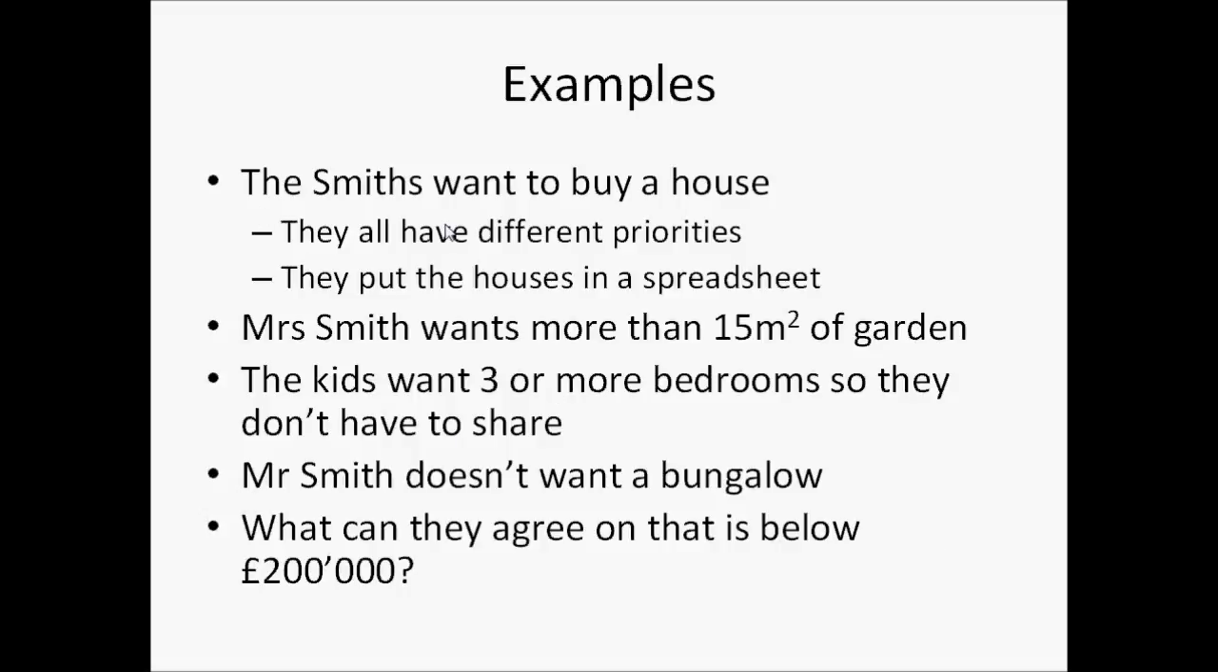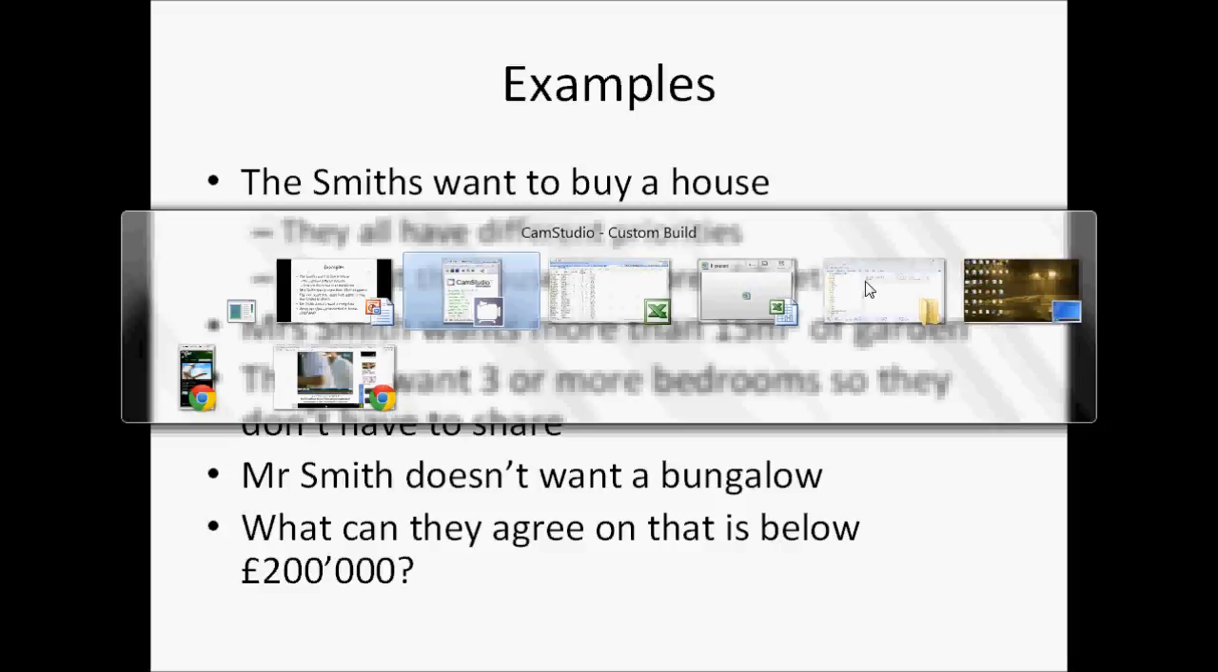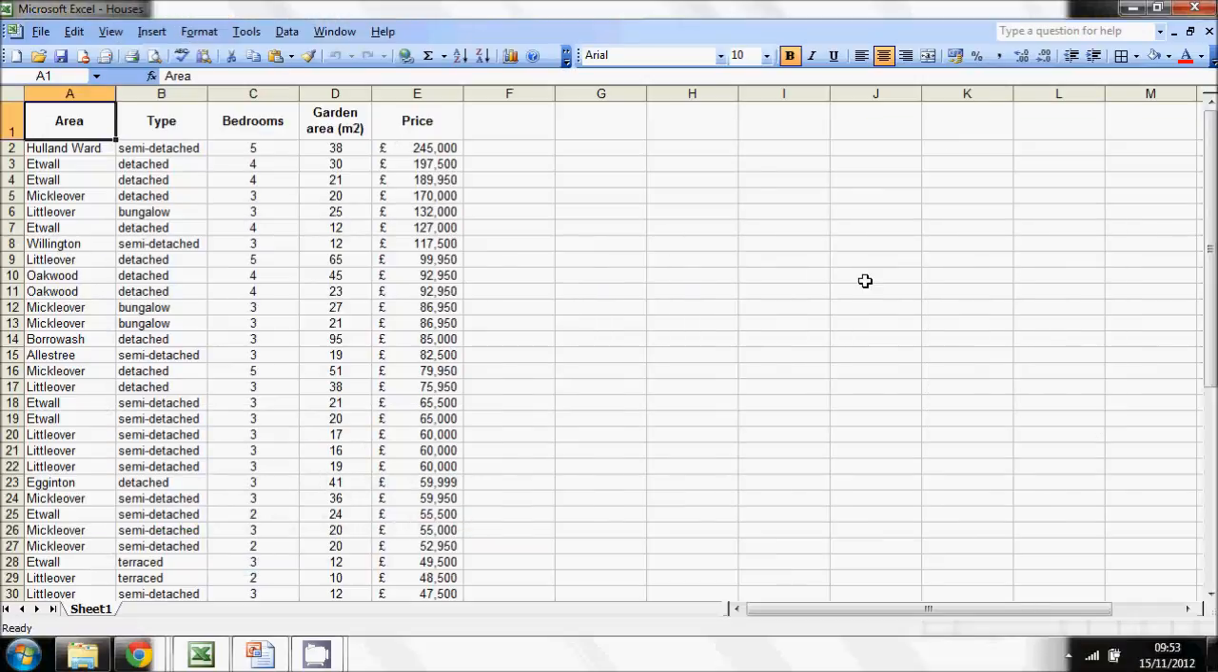Okay, the Smiths want to buy a house. They all have different priorities, so they put the houses they find in a spreadsheet. I'll show you that now. Here's their spreadsheet. They've written down the area of the house, the type of the house, how many bedrooms it's got, how big the garden is, how much it costs.